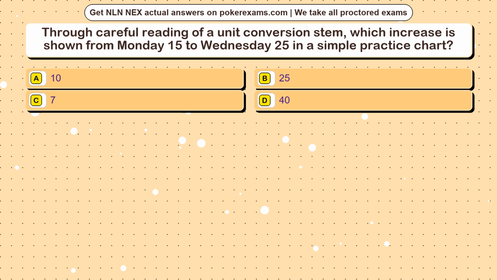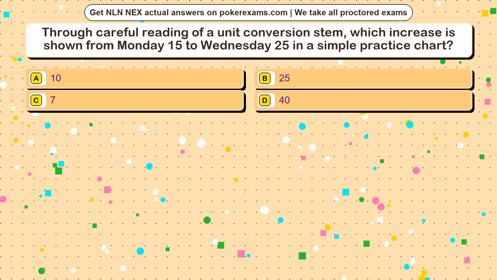Question 25. Through careful reading of a unit conversion stem, which increase is shown from Monday 15 to Wednesday 25 in a simple practice chart? Option A, 10. Option B, 25. Option C, 7. Option D, 40.